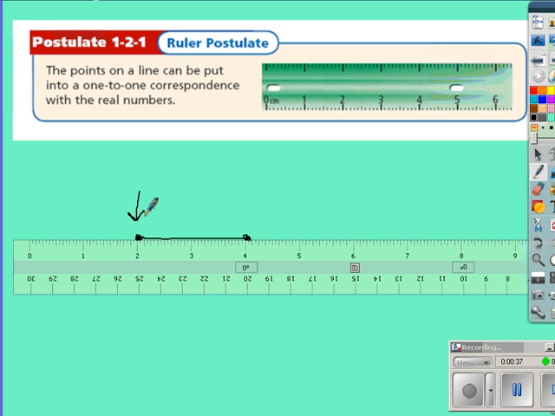I'm pretty much calling that point right there 0. Even though it says 2 underneath it, I'm counting that as 0. Then I'm going to count 1, 2. That line segment is 2 inches long.